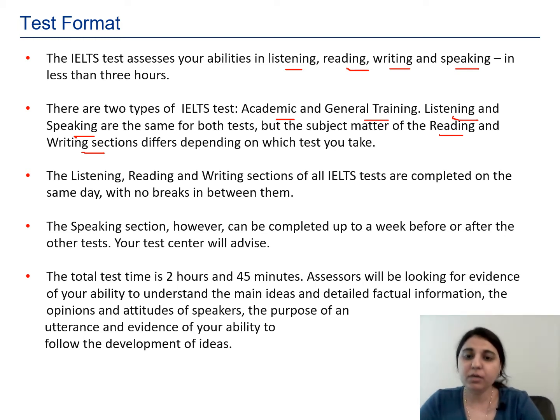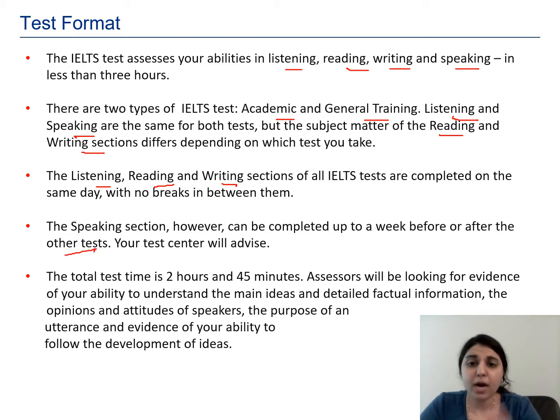If you are someone who is giving this IELTS test for Canadian PR purpose, then you have to give only the general training test and not the academic test. And listening, reading and writing, all of these 3 skills tests will be completed on the same day. Even the listening section can be completed on the same day after a break, but if that is not the case, then it can be completed up to a week before or after your other tests.